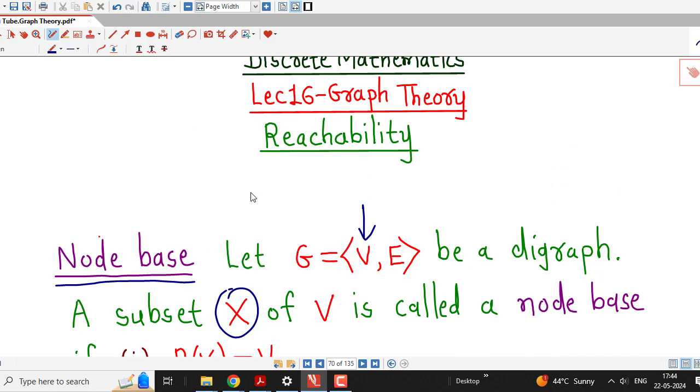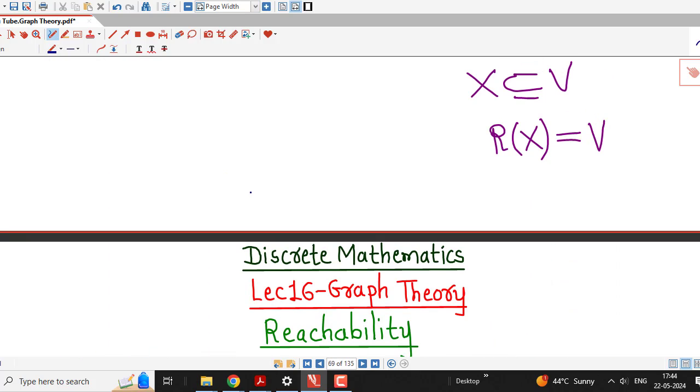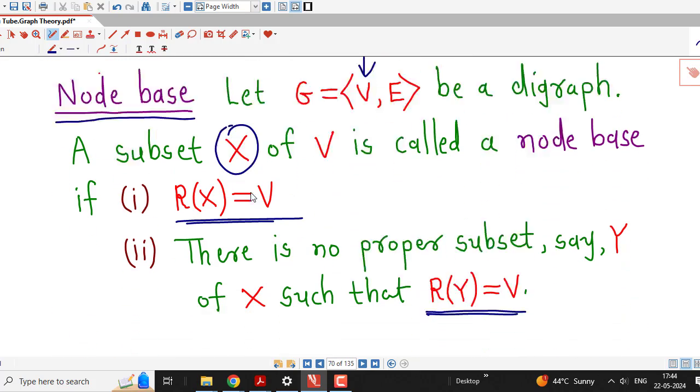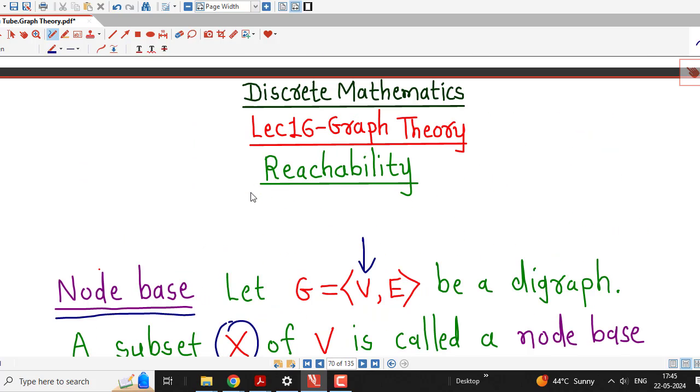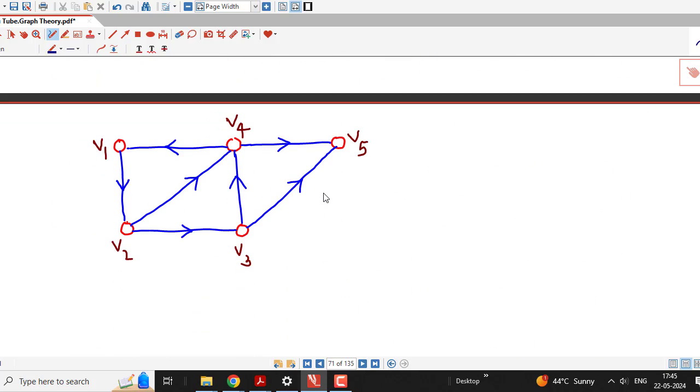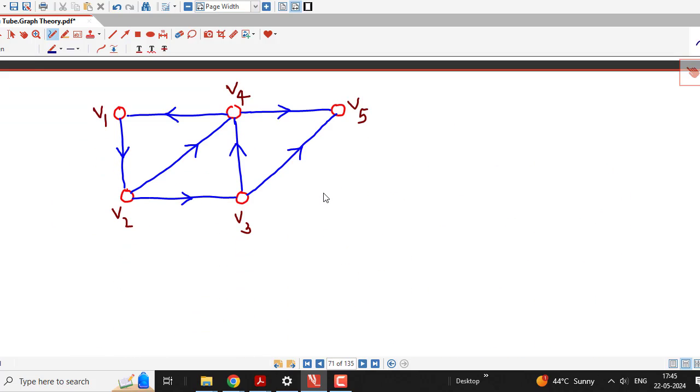We have discussed certain properties of node base in previous lecture. So if you have not seen previous lecture, I suggest you to watch lecture number 15 first and then go for this lecture. Here we have taken one directed graph and we are interested in finding the node base for this graph. So first we write down what is the vertex set of this graph.